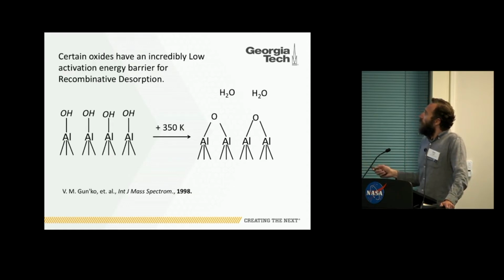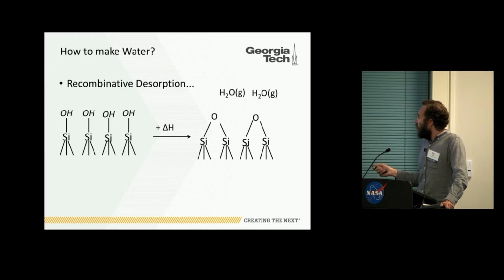The second premise of the model is a process called recombinative desorption. This is an idea that Tom has been floating around to the community for several years now. The idea behind that is relatively simple. If you have a substrate with a bunch of terminal hydroxyls on it, you give it some temperature, they start to wiggle around and react with each other, and eventually will form molecular water and heal that oxygen defect in between those cations, okay?